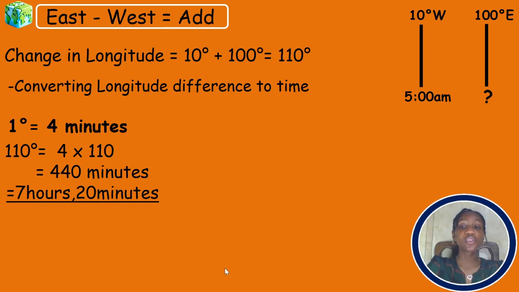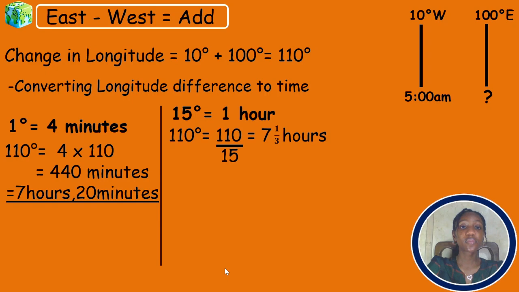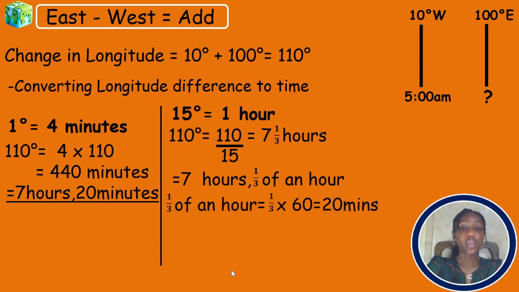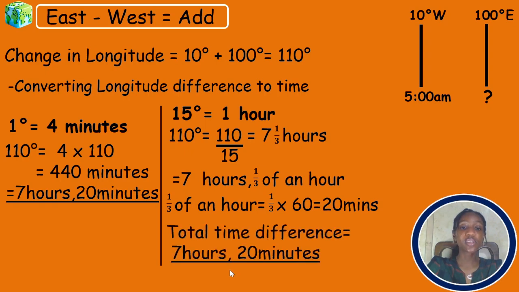Now let's also get the time difference using 15 degrees equals 1 hour. And I'll let you compare which one you think is easier, so you can pick the one you understand better in case of exams. So 110 divided by 15 degrees will give us 7 and 1/3. And as you can clearly see, this is not a whole number, but we can break it down as 7 hours and 1/3 of an hour. Converting the fraction to minutes, we already know that 1 hour is equal to 60 minutes, and "of" means multiplication, so that will give us 1/3 times 60, which gives us 20 minutes. So 1/3 of an hour is 20 minutes. And the total time difference is 7 hours, 20 minutes.